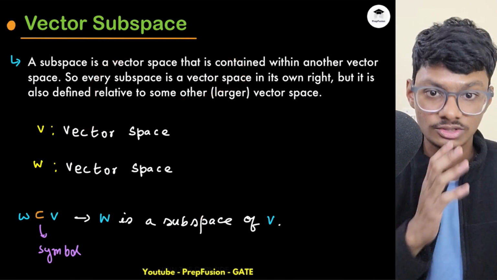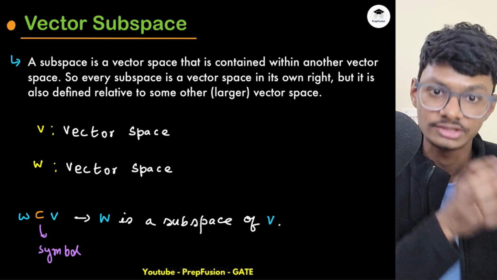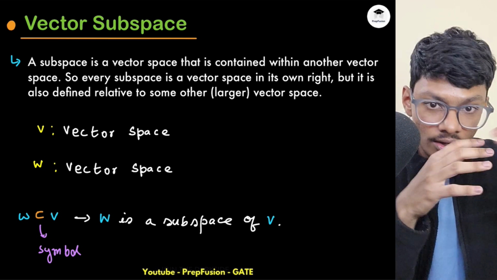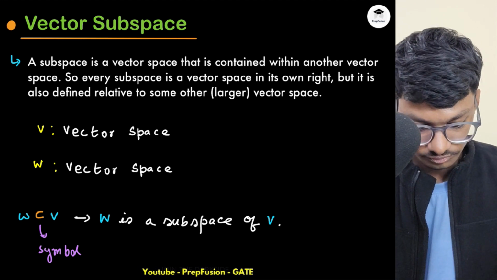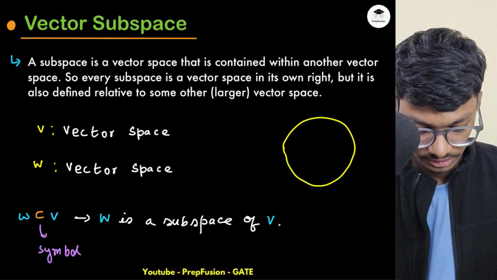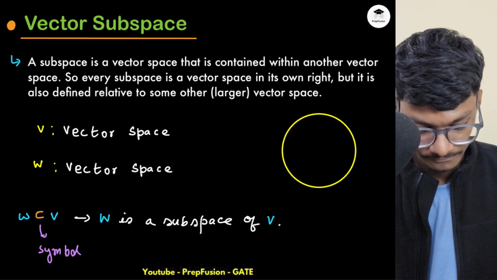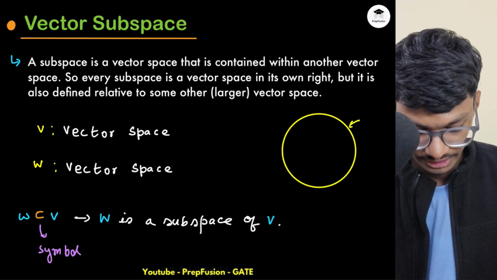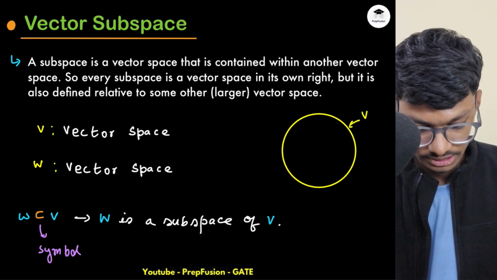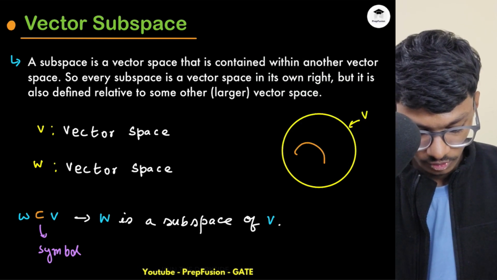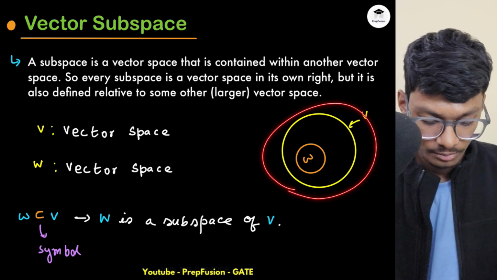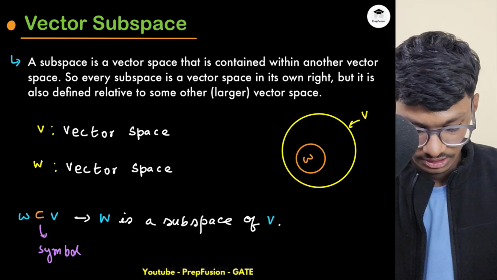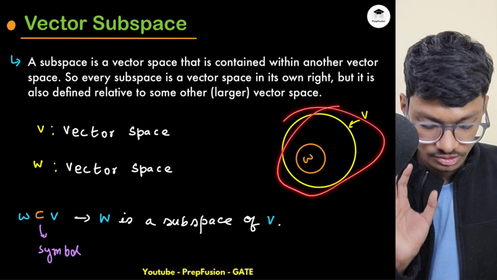Now we learned about vector subspace. It is also a set of vectors, it is also a vector space, but it is a smaller vector space than the bigger vector space. So if I draw a Venn diagram, this is my V, and this is my W. So my W is lying within this vector space. Both are vector spaces themselves, but W is a smaller vector space of this whole vector space V.